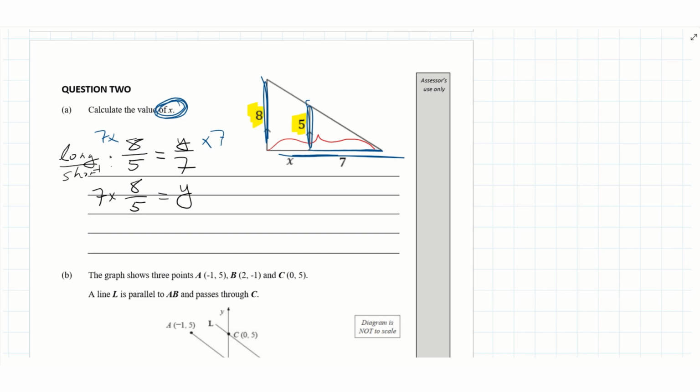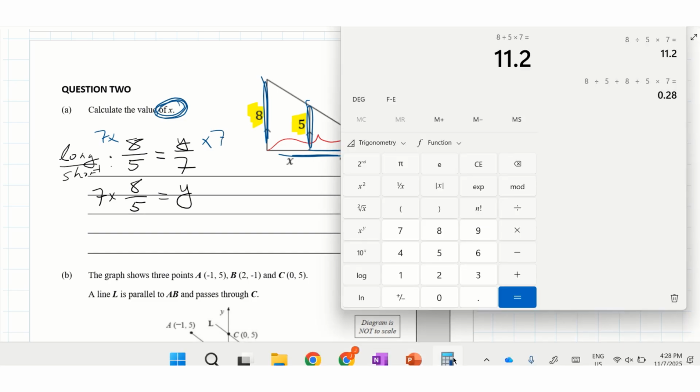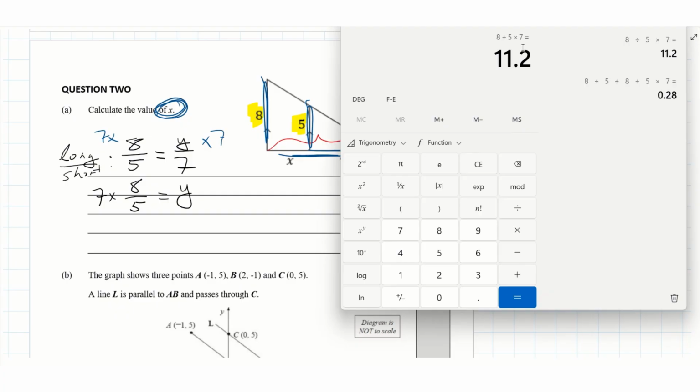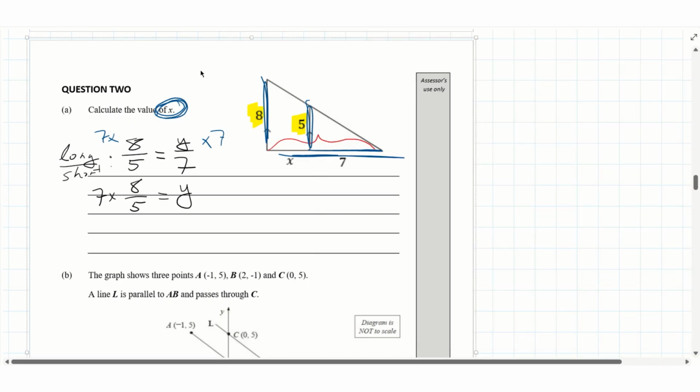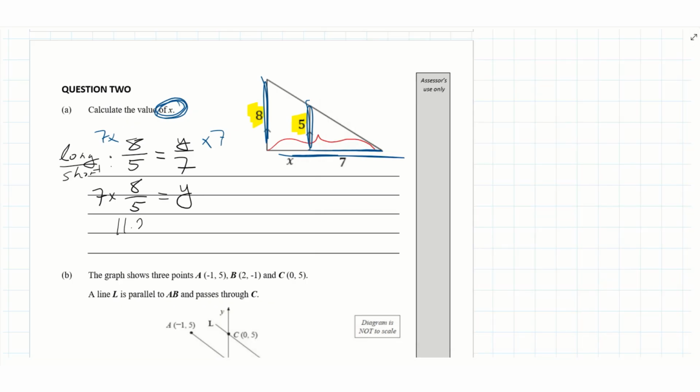That seems a little bit confusing, but all I'm going to do is come down here and find my calculator, and look at that, I've already put in 8 divided by 5 times 7, which is equal to 11.2. So 11.2 is equal to y.